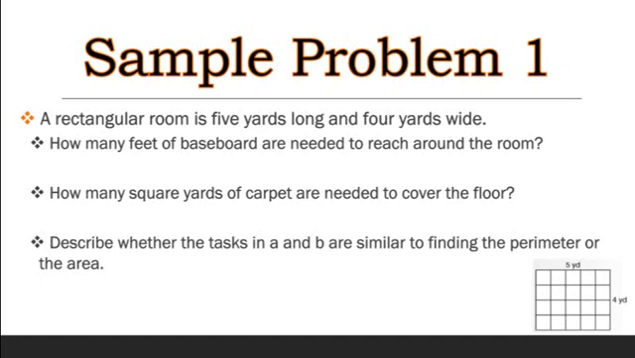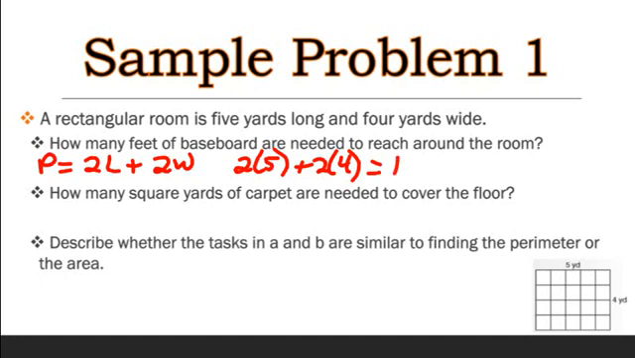So for a rectangular room, the perimeter of a rectangle would be 2 times the length plus 2 times the width. Since we have 5 by 4, we could say it's 2 times 5 plus 2 times 4, which will give us an answer of 18 yards. And we can convert that to feet. There are 3 feet in 1 yard. The yards label cancels out, so I'm left with 18 times 3, which would be 54 feet.